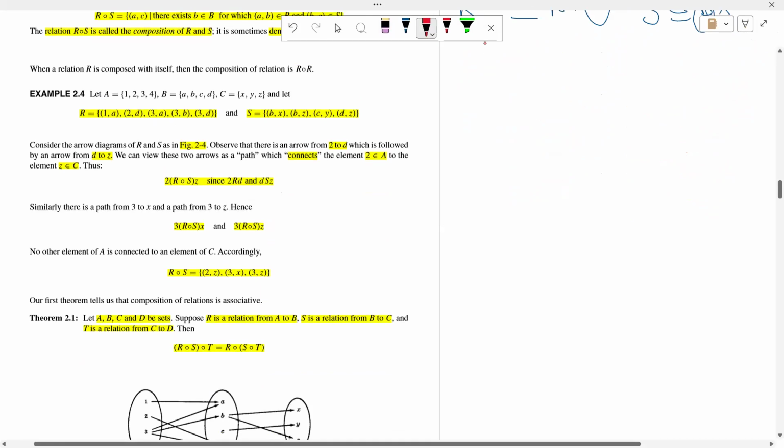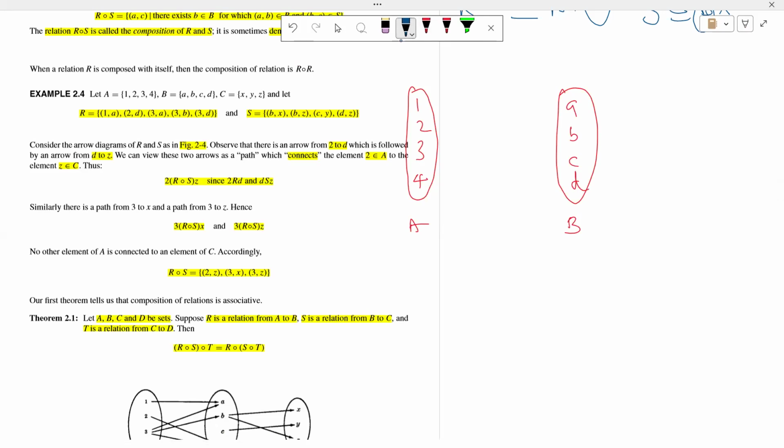So now I am writing a relation from A to B. First, I am writing a relation from A to B, right? A contains four elements: 1, 2, 3, 4. These are the elements of set A. Similarly, this is set B. Set B contains four elements: a, b, c, d. Right? Now I need to find out the relation.